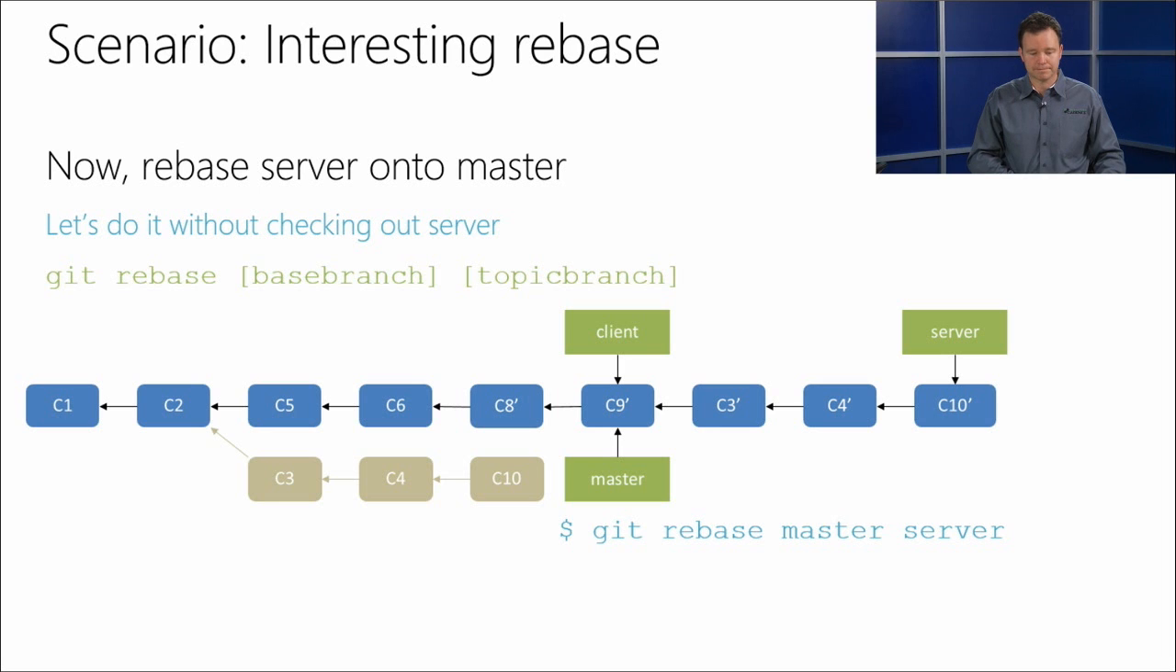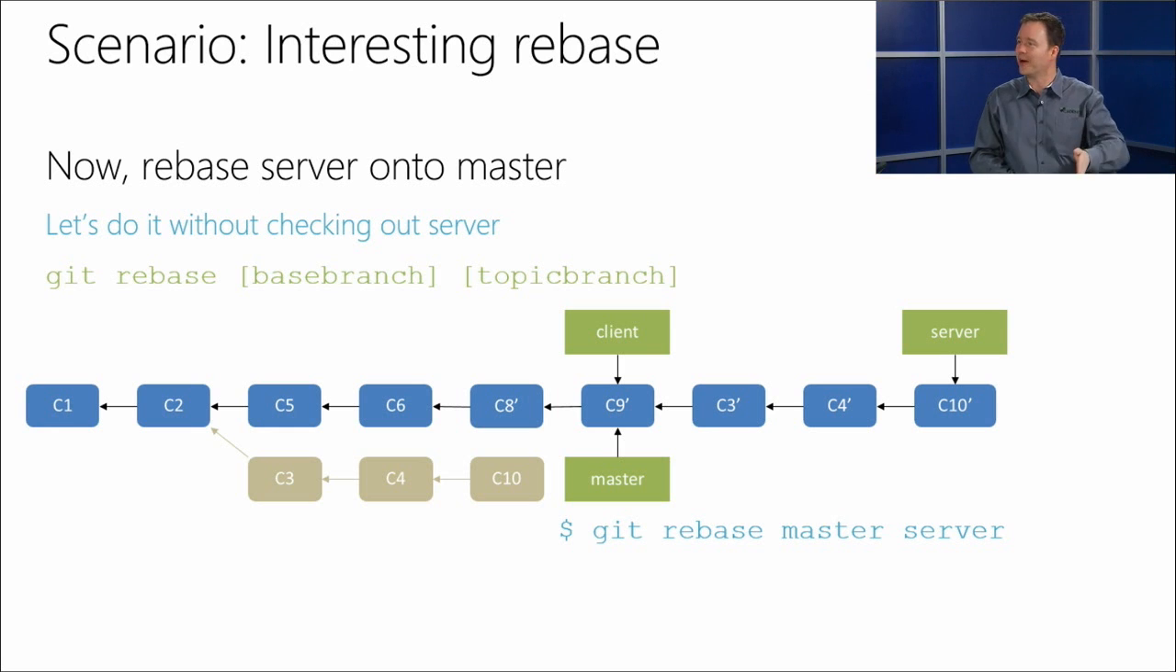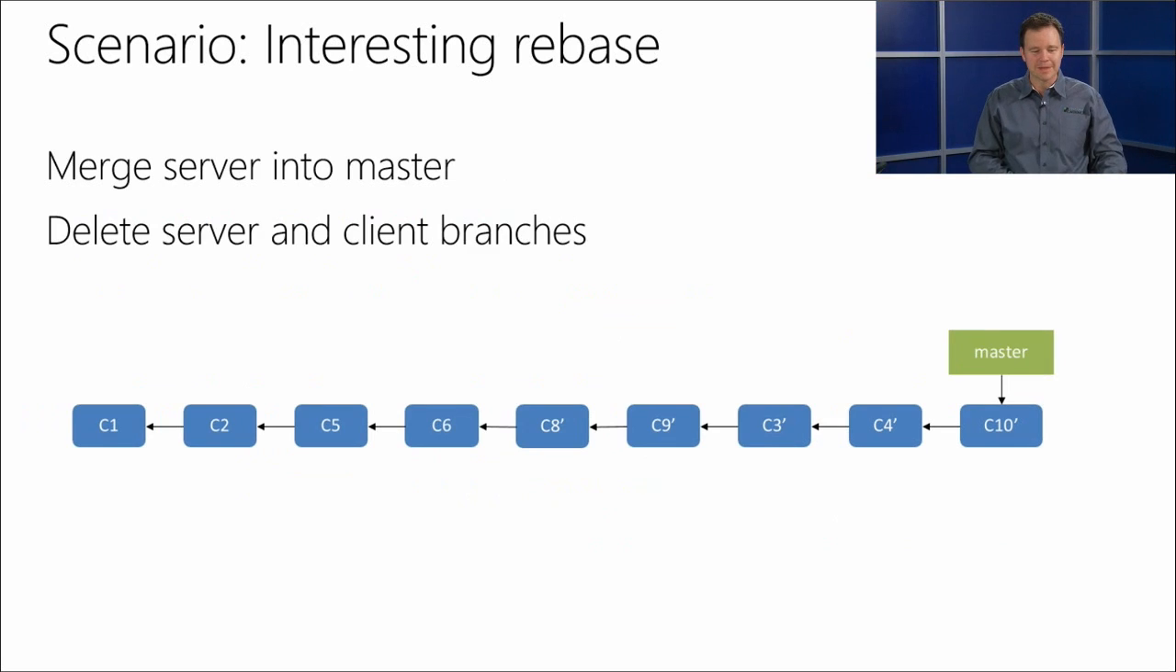Notice the cool thing about rebasing is that all the merges are fast forwards. You still have to do the diffs and resolve the conflicts on the rebase, but when you push it up, the merge is just a straight fast forward. Your history looks very linear at this point, just one straight linear history. Merge server onto master, delete the branches. This is what you get, this linear history.